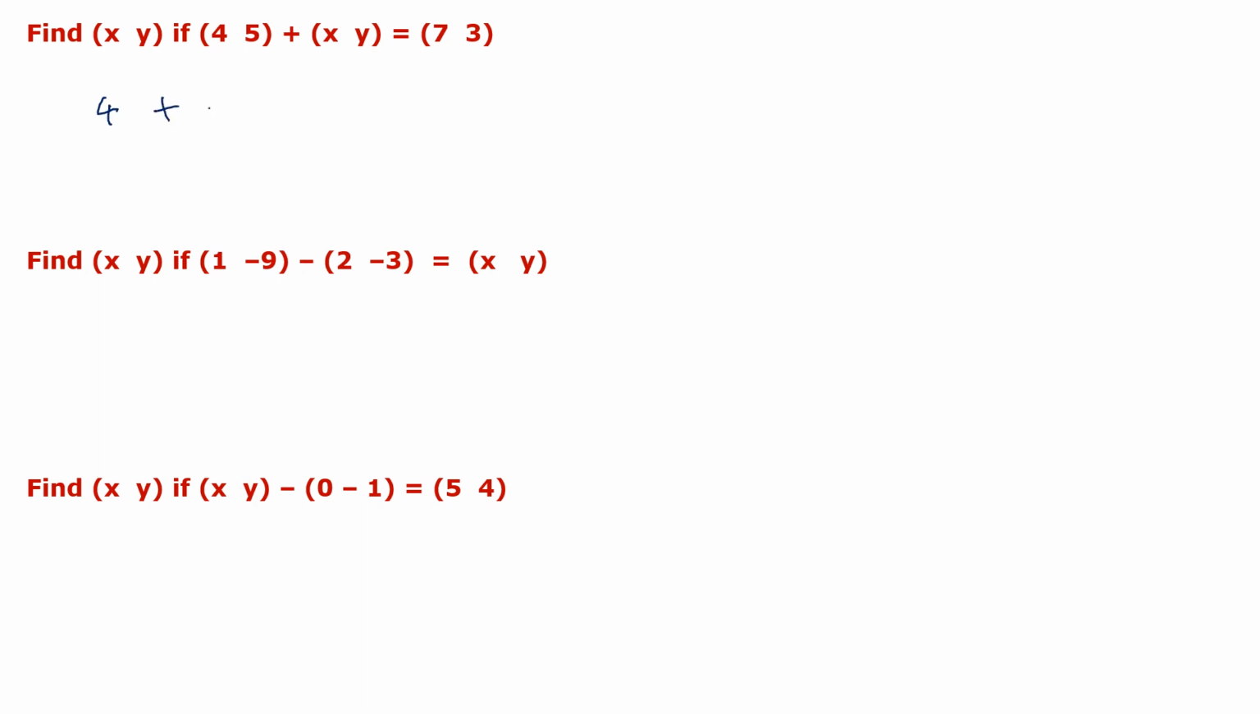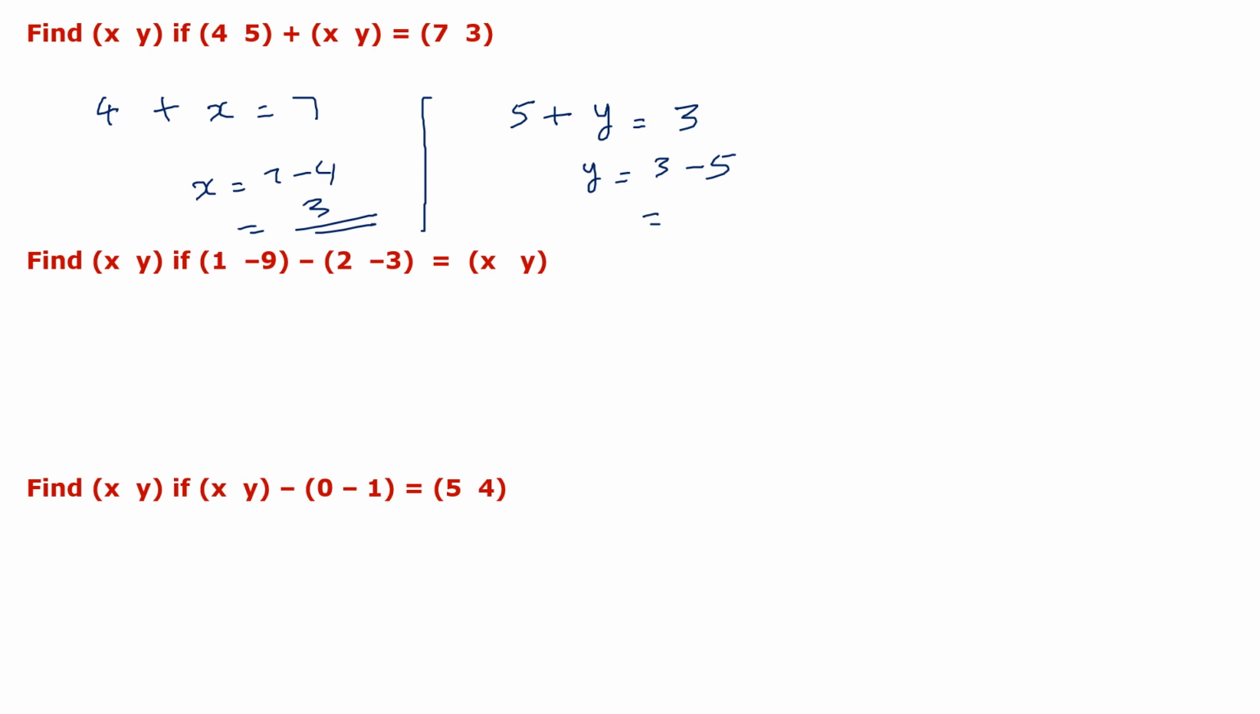4 plus x is equal to 7. So what is x equal to? 7 minus 4. So what is x? 7 minus 4 is 3. So it's direct. In the same way, how to find y? 5 plus y is equal to 3. y is equal to 3 minus 5, that is minus 2. Over.